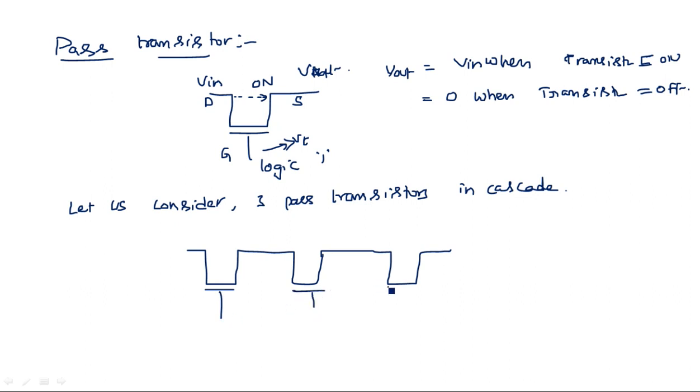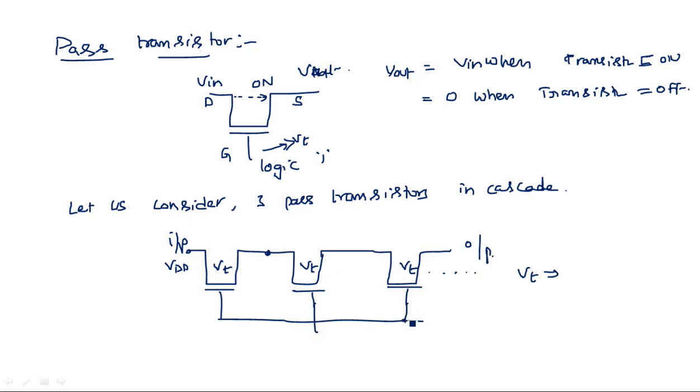So consider three pass transistors in cascade. This is the input where we are applying, and this is the output. Now let us consider the channel threshold voltage. This one is Vt, and this also has a Vt, and this also has a Vt, and so on. It has a number of Vts in cascade. When an input like VDD is applied at this point, what is the output at this point? We are assuming that all these are in the on state.